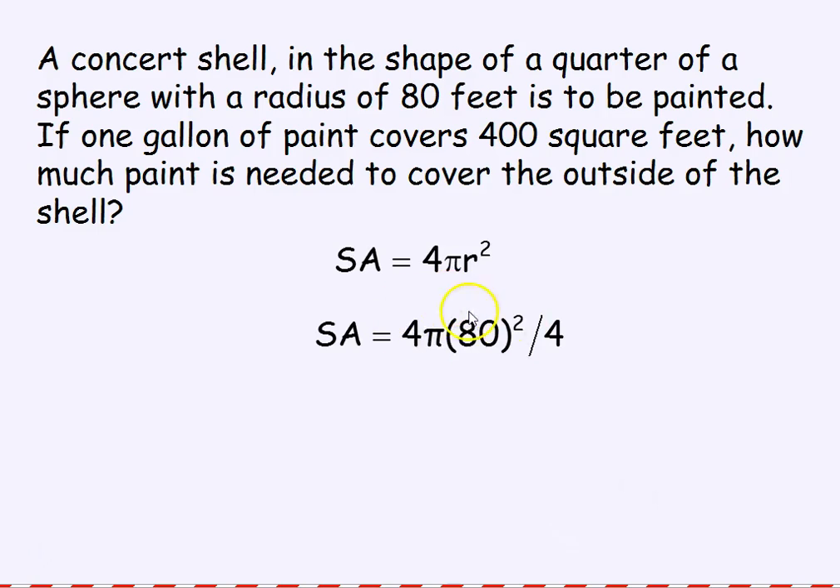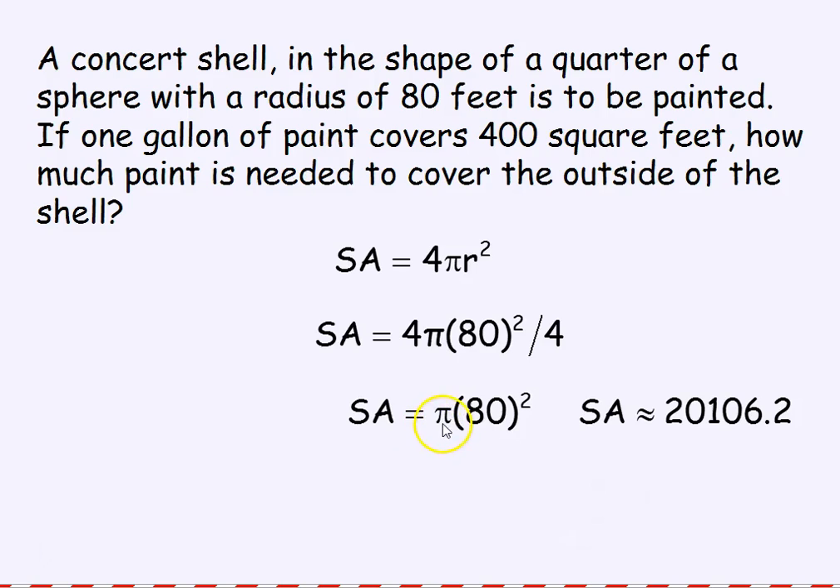So this would be the surface area of the whole sphere, however, it's just a quarter, so we're going to divide it by 4. So we'll do the arithmetic here, 80 squared times pi times 4. What's going to happen essentially is this 4 and this 4 will cancel out, so we'll get pi times 80 squared. 80 squared is going to be 6,400. So we do 6,400 times pi, changing that to 3.14. The decimal approximation will be 20,106.2. That's the surface area of the quarter of a shell, because we've accounted for the fact that it's a quarter by dividing by 4 here.